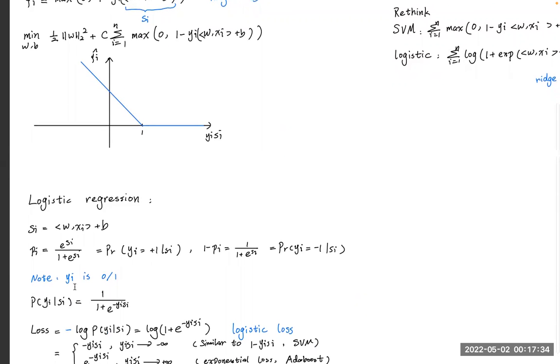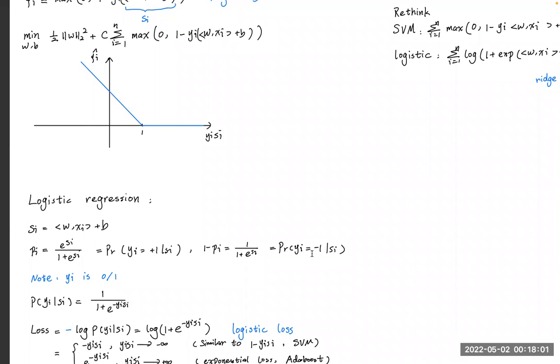Here, I want to again make a note that in logistic regression, we often use y_i to be 0 or 1, right? But here y_i is not. We should have a "not" here. y_i is not 0, 1. y_i is positive 1 or negative 1. Okay, so this is another notation for y_i.